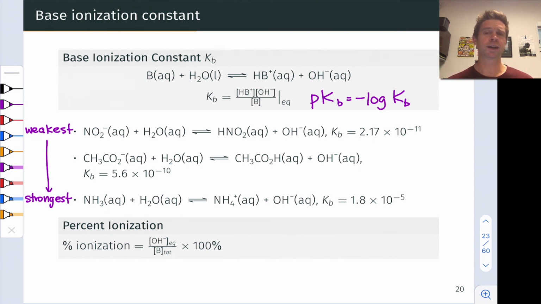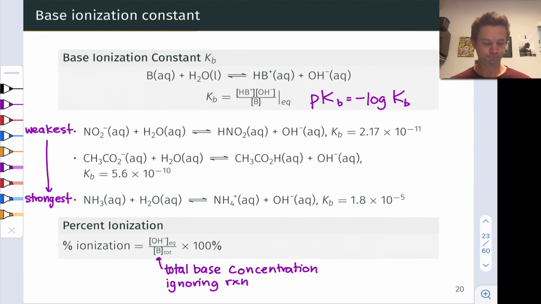As we did with acids, we can define percent ionization for bases as the ratio of the equilibrium hydroxide concentration now divided by the total or initial concentration of base in the solution before we've considered its reaction with water. And here again, we multiply by 100% to find the percent ionization. So very similar analysis can be applied to bases as we just applied to acids.